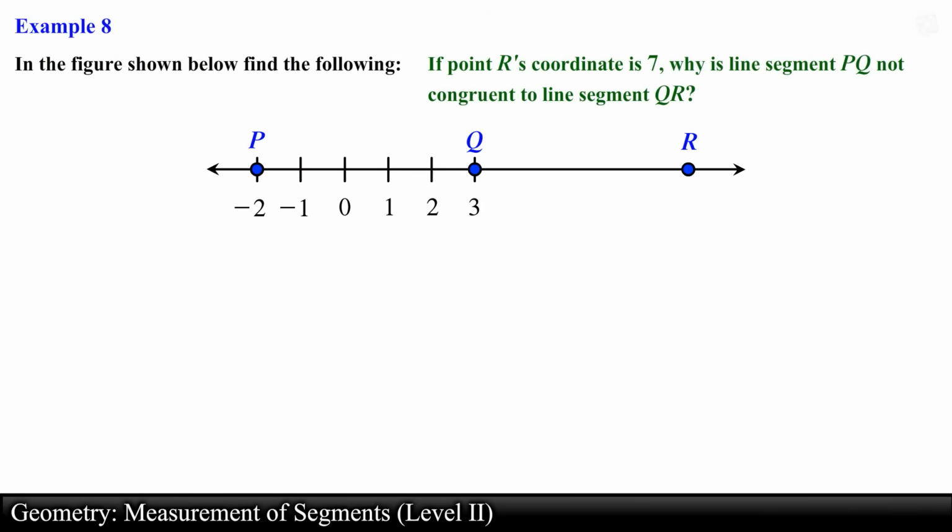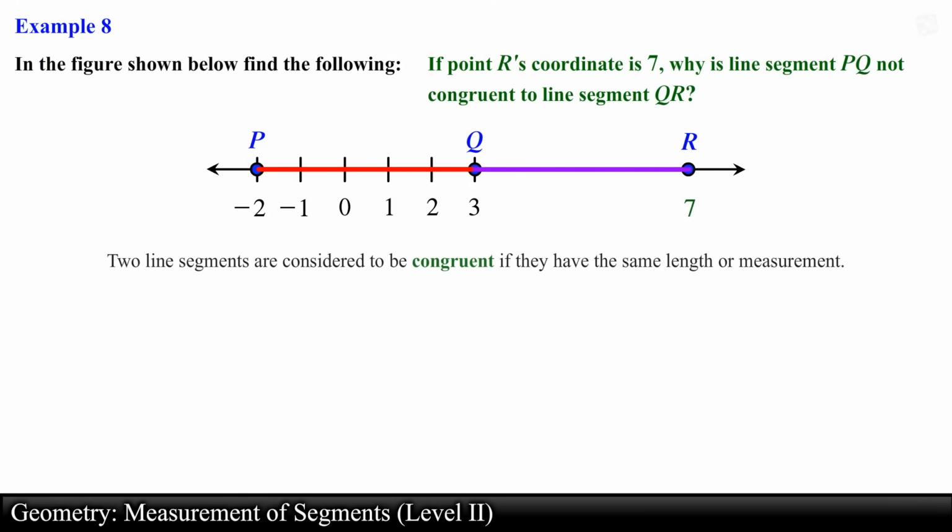If point R's coordinate is 7, why is line segment PQ not congruent to line segment QR? The next problem is asking us to explain why line segment PQ is not congruent to line segment QR when the coordinate of point R is equal to 7. Recall that two line segments are considered to be congruent if they have the same length or measurement. We know from the previous problem that the length of line segment PQ is equal to 5.